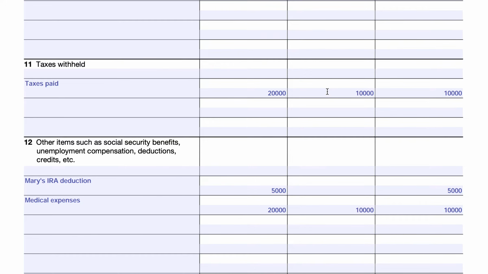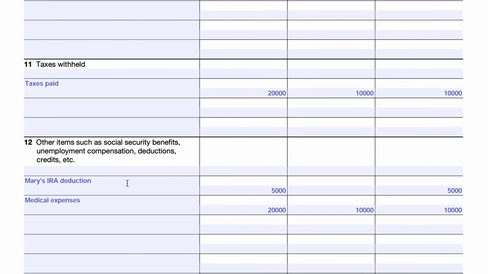Now, when it comes to other items, Social Security benefits reported on Form SSA 1099, unemployment compensation, they could be considered one or the other, community or separate, and it depends on the type of item it is. I put two items in here. We could go on forever, but Mary's IRA deduction. Again, this is going to her IRA, and John might inherit it someday, but it is her IRA, so she gets the deduction related to that IRA contribution.